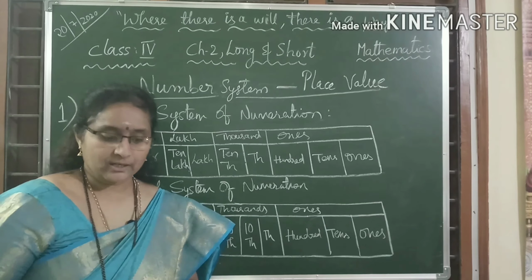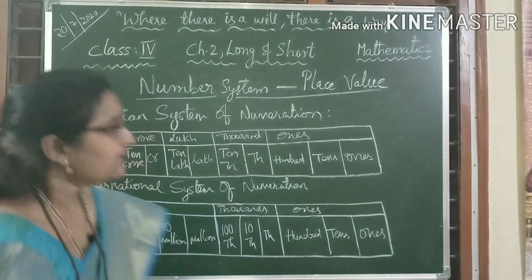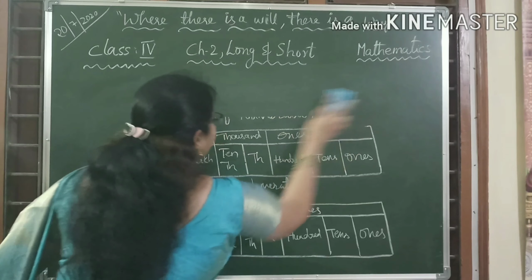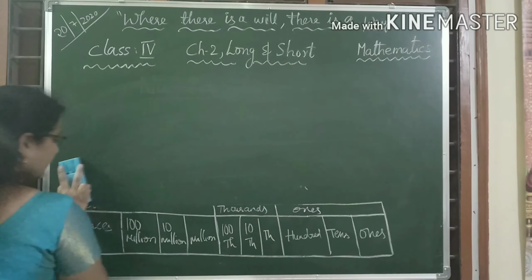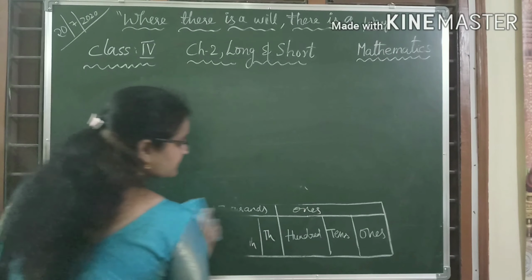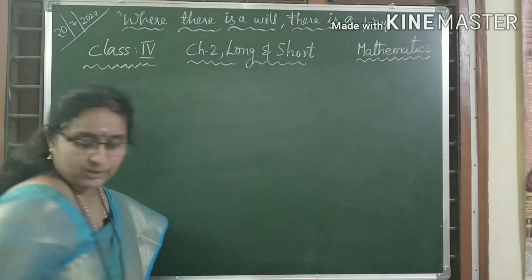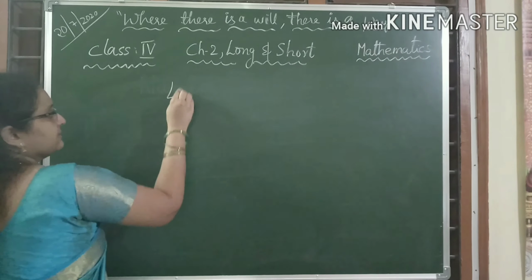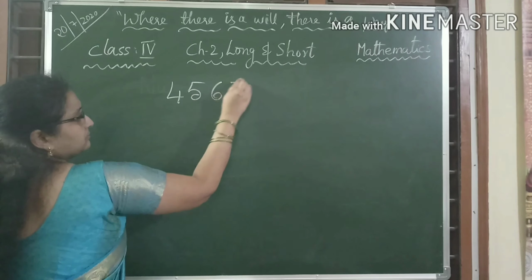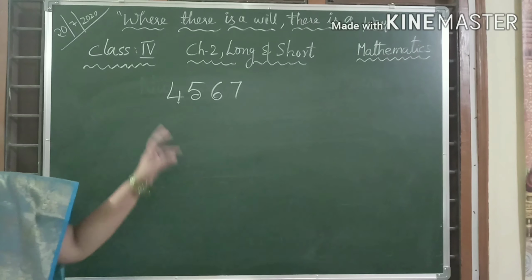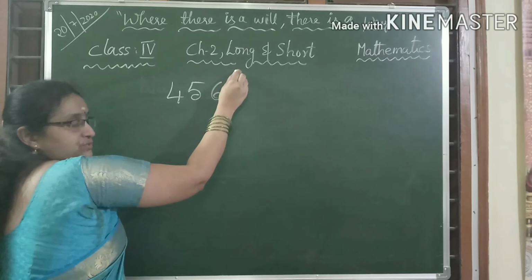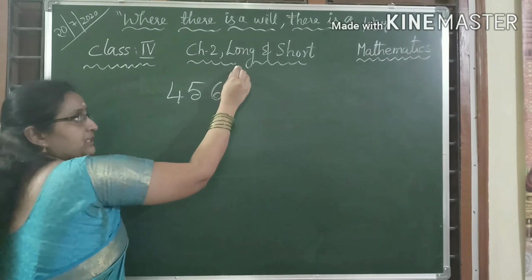Is it clear children? Okay then. Now let us see how to read and write a number. And now we will learn, already you know that, but once again we will revise it, expanded form and standard form. Children, here is the number. This is a 4-digit number. Okay, so we know that ones place, tens place, hundreds place.